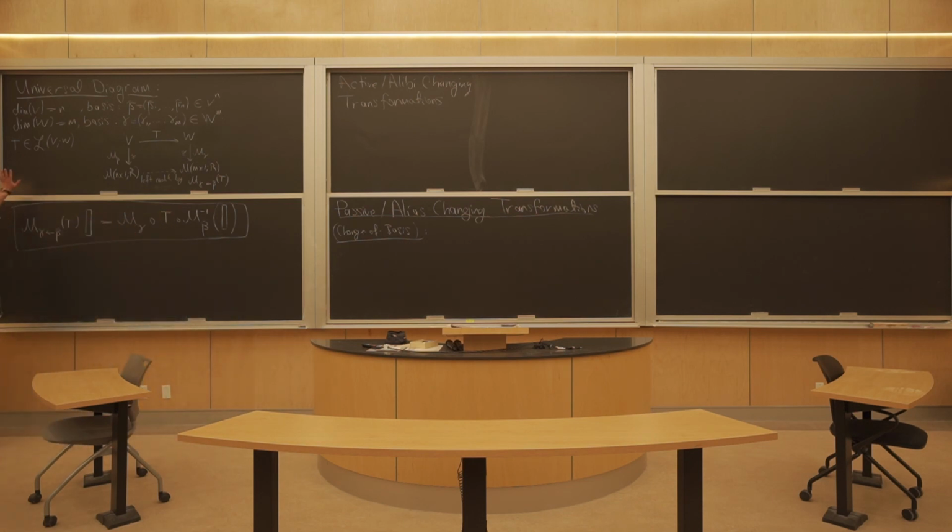So recall this universal diagram. I have two vector spaces of finite dimension, V and W. V has n dimensions, W has m dimensions. That means that V has a basis consisting of n vectors, beta 1 to beta n. That's the basis that I chose. And likewise, W has a basis consisting of m elements. And we had this universal diagram.